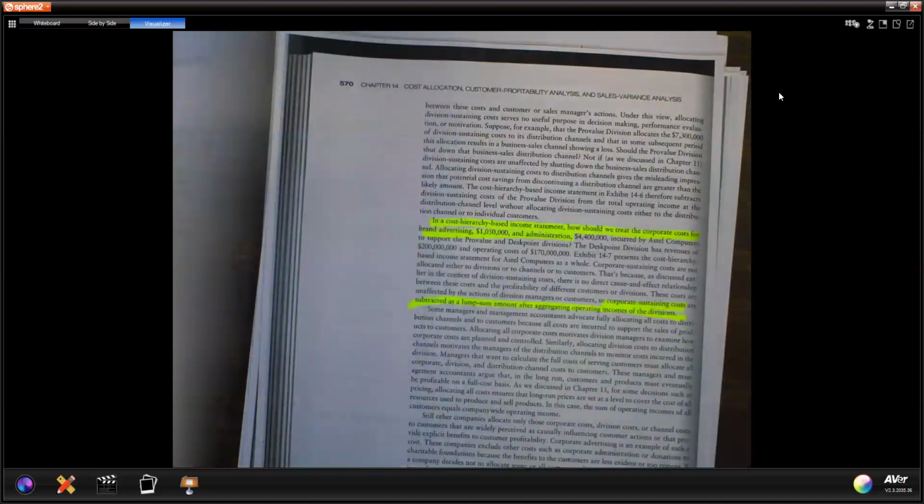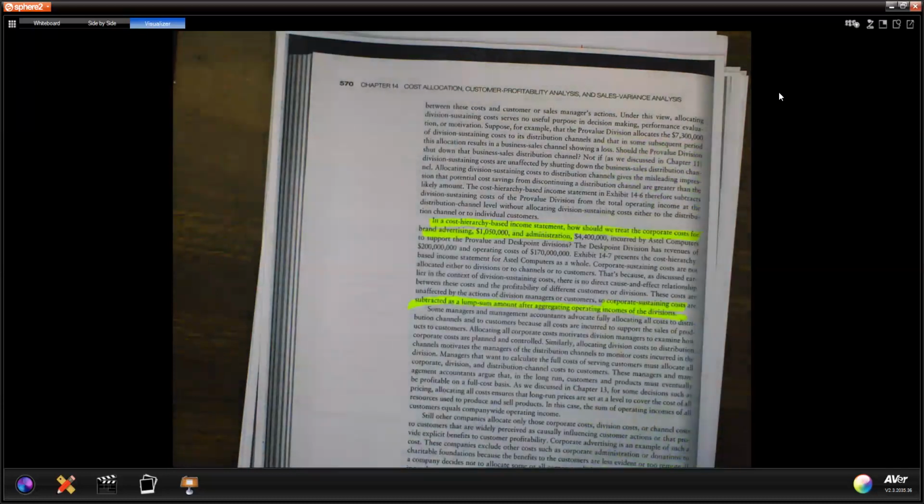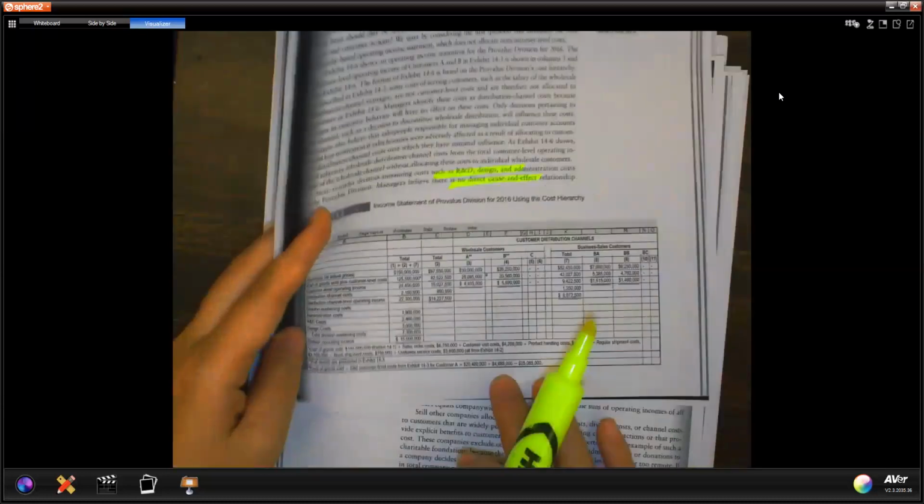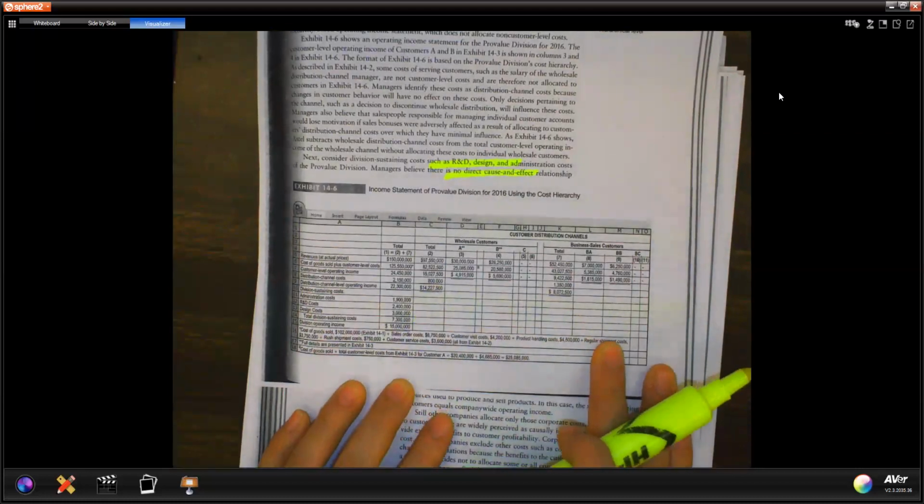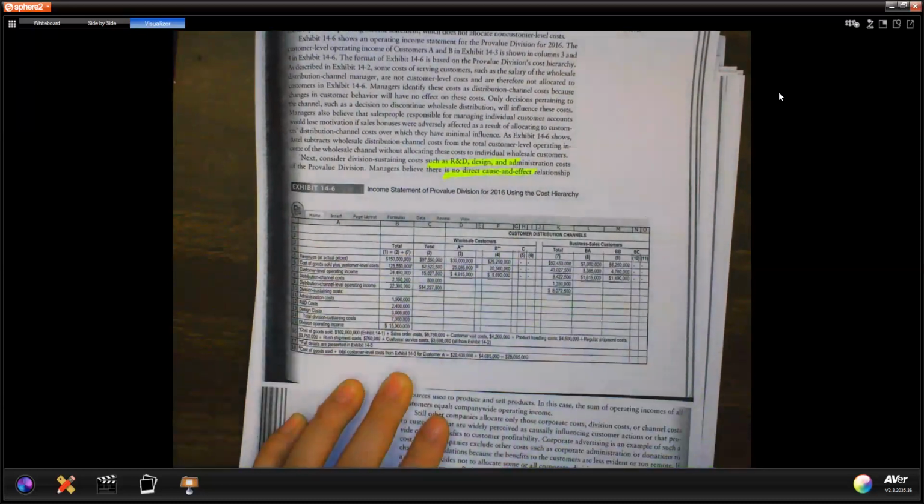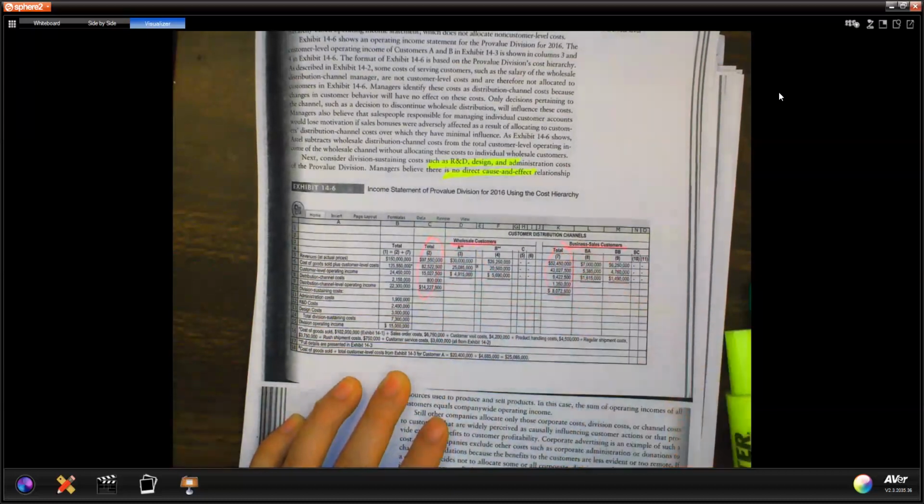So I would say read the textbook a little bit to get a general idea, but make sure you do the practice. We did the practice in class, and I will post my notes there. You want to know this table to get a better understanding. You have this division, you have two channels, and for each channel you have different customers. That's the subtotal of the first channel, that's the subtotal of the second channel, and this is the total of your division.